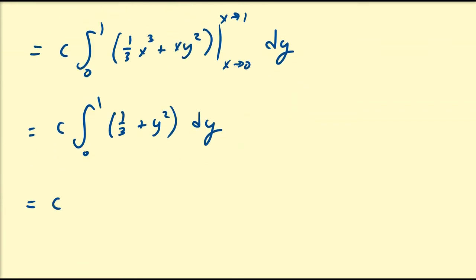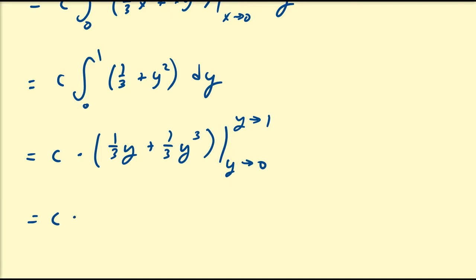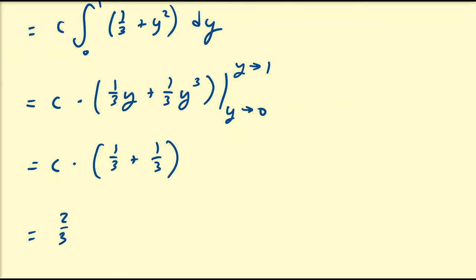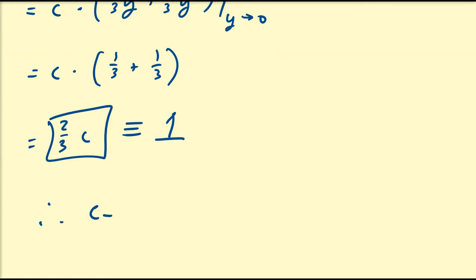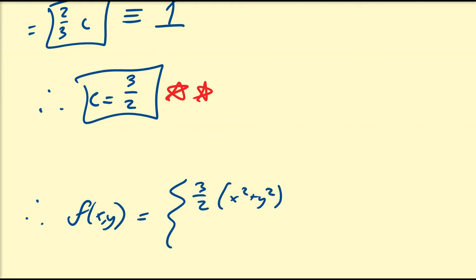So now let's integrate with respect to y. This is going to be equal to c times 1/3 y plus 1/3 y cubed, evaluated as y goes to 1 and as y goes to 0. As y goes to 1, this is c times 1/3 plus 1/3. As y goes to 0, nothing happens since both terms have y in them. So 1/3 plus 1/3 is 2/3 c, and we want this value to be equal to 1. So if 2/3 c is equal to 1, then c is equal to 3/2. That means f(x,y) is equal to 3/2 (x squared plus y squared), where (x,y) belongs to our domain and 0 otherwise, is a probability density function.